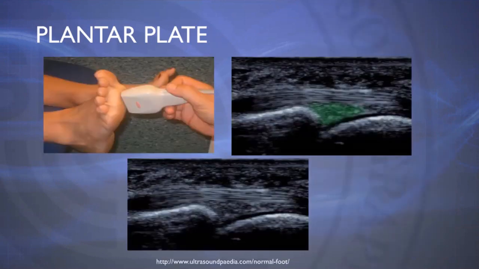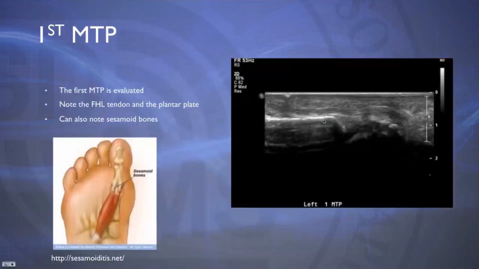So when we're looking at the plantar plate, this is where we're looking at our MTP joint region and also at our tendon. We can see this triangular region deep to the tendon, and this is going to be our plantar plate. Now looking at each of the metatarsal phalangeal joints, the first MTP is evaluated, and we'll note that the flexor hallucis longus tendon is going to reside as well in this image. We can also note sesamoid bones, again, that we're going to be seeing just at the first toe.